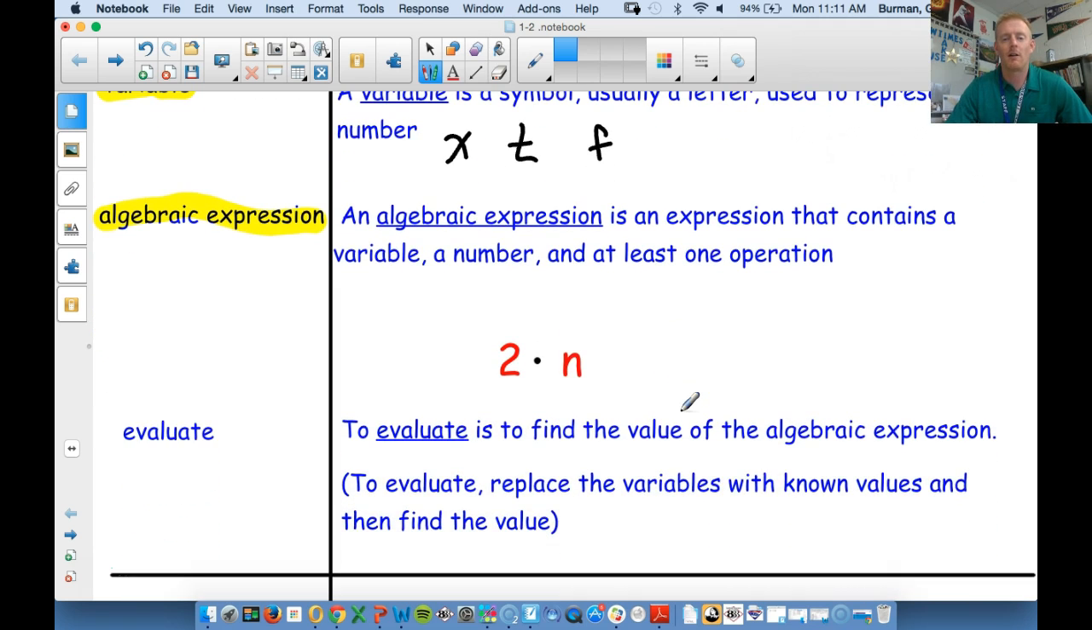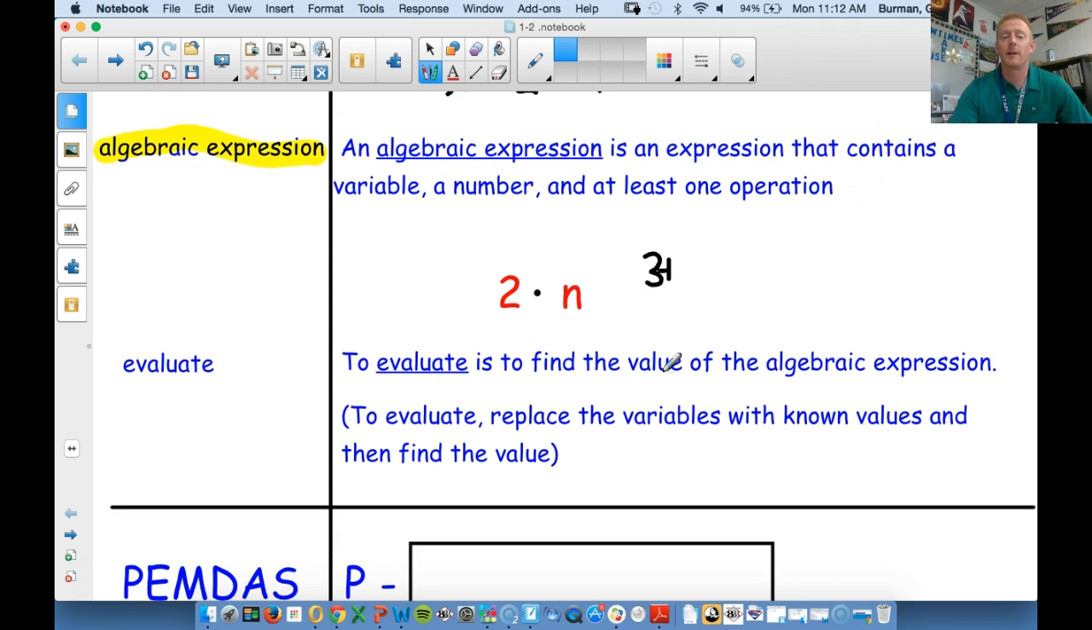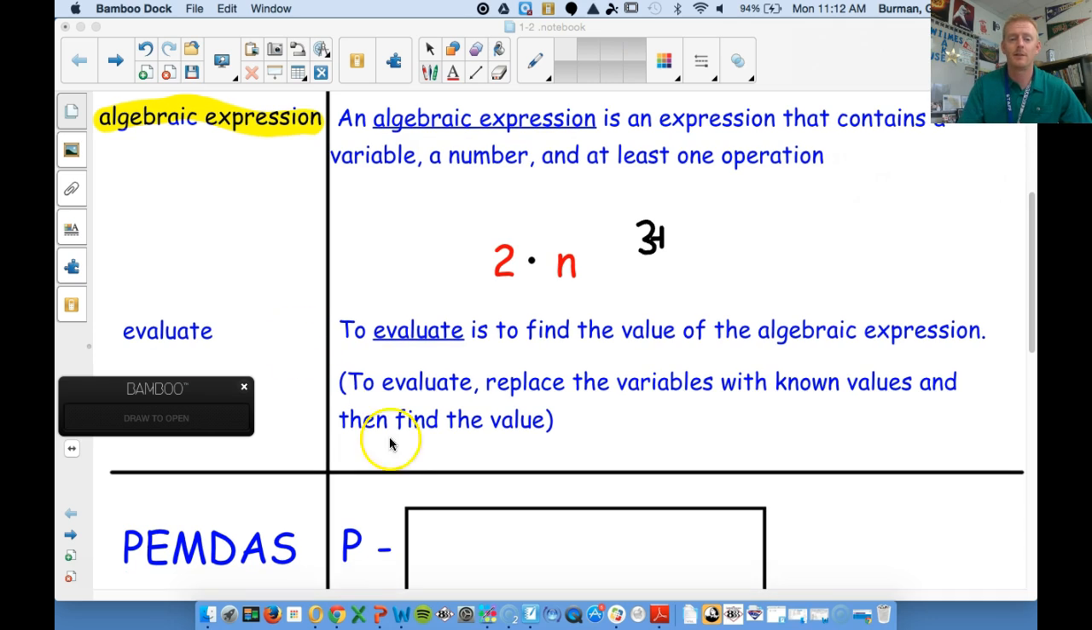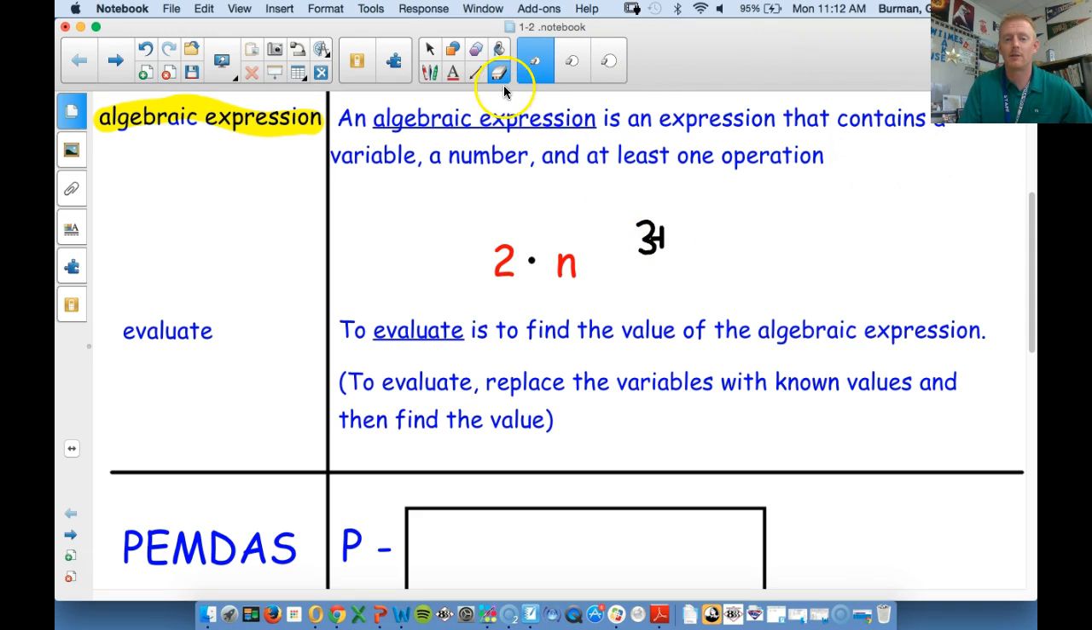Algebraic expressions are expressions that contain variables. So it's going to be, say, a number and a variable, and have an operation in there as well. So like 2 times n, or 3 plus y. I'm sorry, those are algebraic expressions. Not only do they contain variables, but they also contain regular numbers and operations. So those things are necessary for us to have success in an algebraic expression.